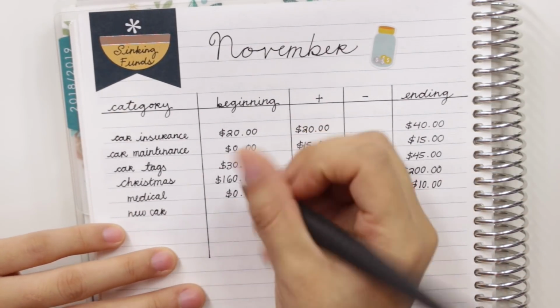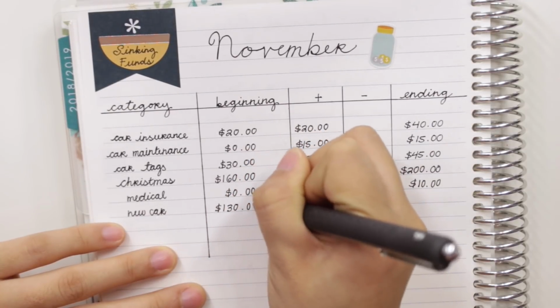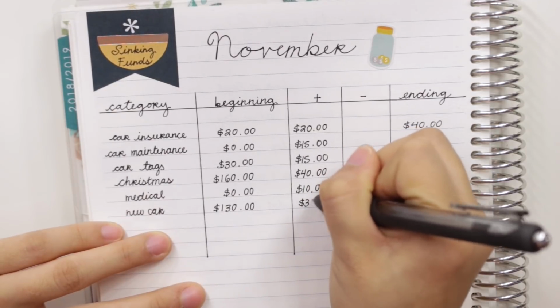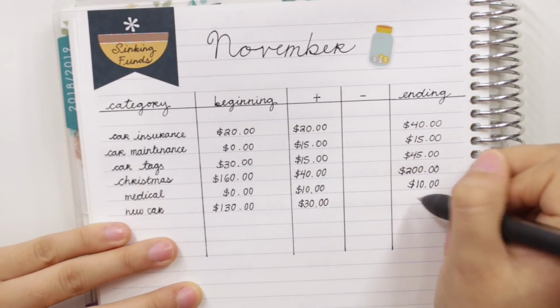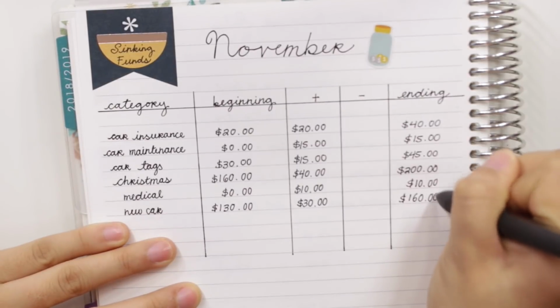For my beginning amount, I have $130. And I'm going to go ahead and add $30 more. So for my ending, I'm looking at $160.